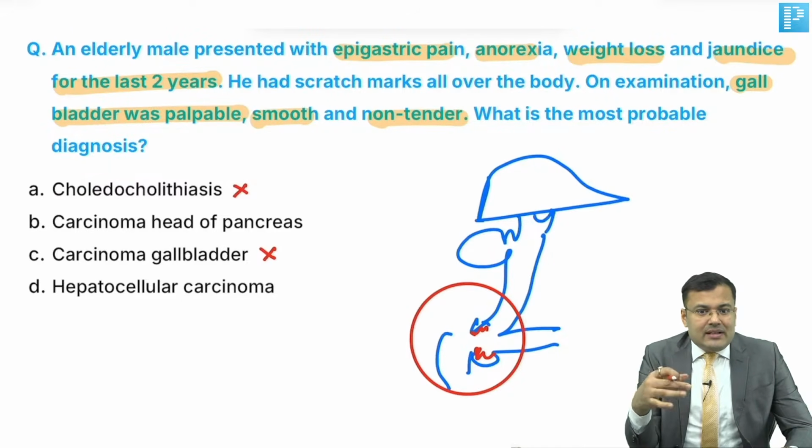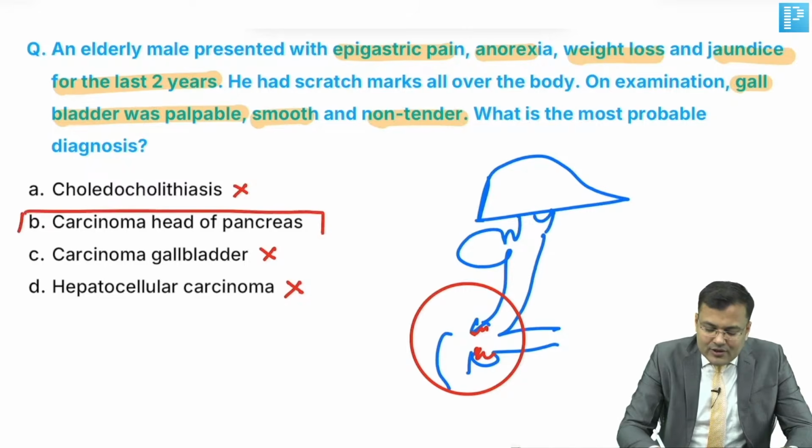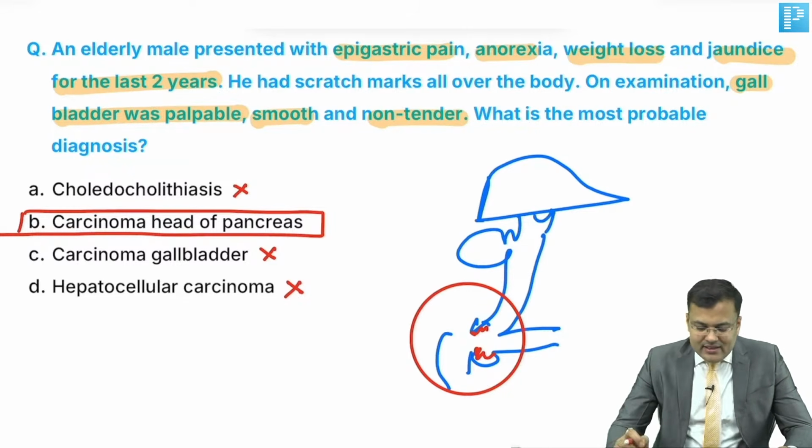Here the gallbladder is smooth, non-tender. It's not HCC because in HCC gallbladder is not palpable. Correct answer, carcinoma head of pancreas. Easy. This is carcinoma head of pancreas, right?